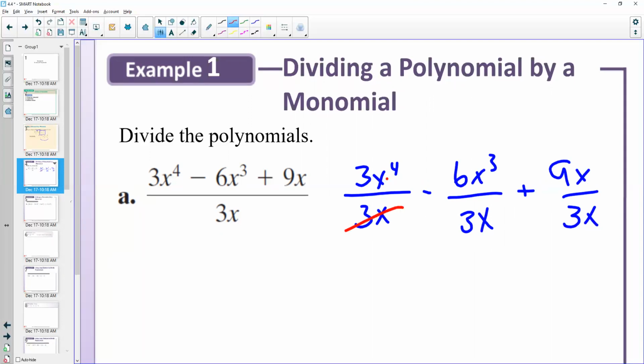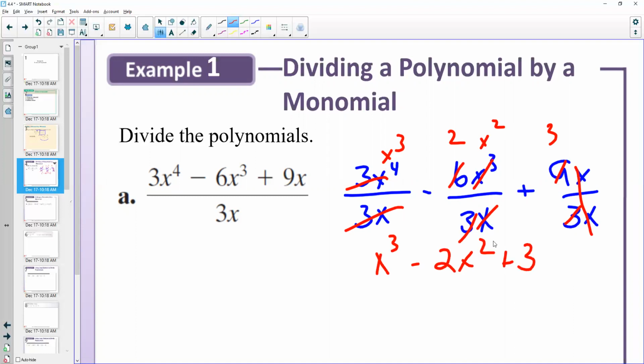This 3x cancels, this 3x cancels. I'm left with x cubed. This turns into a 2, and I have x squared left. This turns into a 3, and the x's cancel. So what I'm left with is x cubed minus 2x squared plus 3. Okay? You have to separate them out to divide. You have to understand that that's how that works.